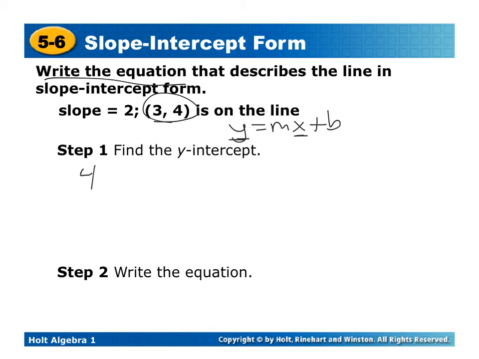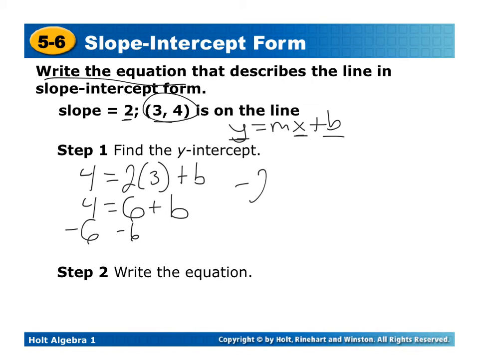So our y would be 4, which is equal to our slope, which is 2, times our x value, which is 3, plus b, because that's what we don't know so far. So 4 is equal to 6 plus b. Here I'm going to subtract 6 from both sides. So -2 is equal to b. And now I can write my equation as y equals my slope, which was 2, times x, and then it's going to be -2, or plus a -2.